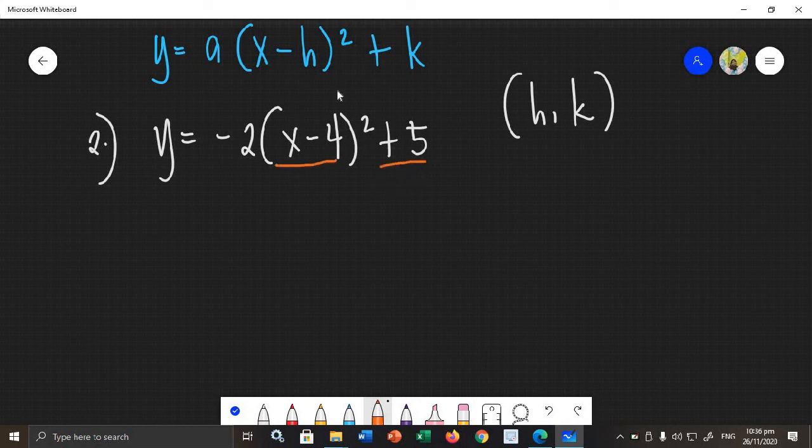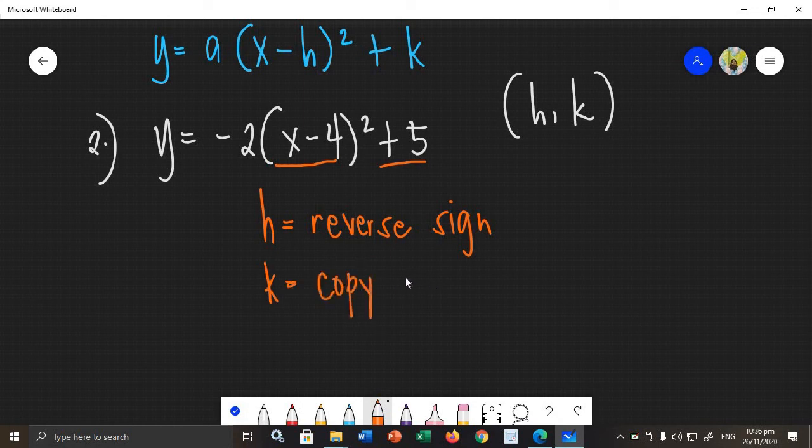But there is a certain rule. When we look for the value of H, this is x minus 4, right? So, technically, the value of H should be negative 4. But when we look for the value of H in this form of quadratic function, you need to get the reverse sign of H. And then for K, you just copy. Copy everything, even the sign.